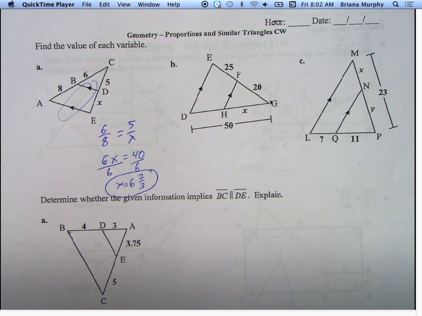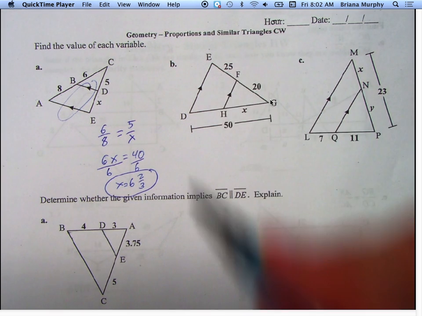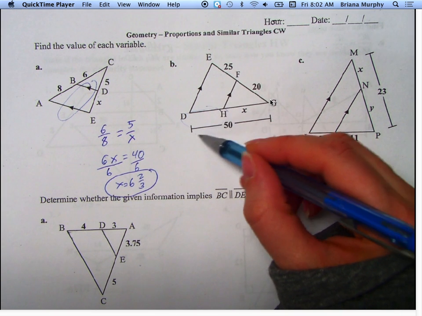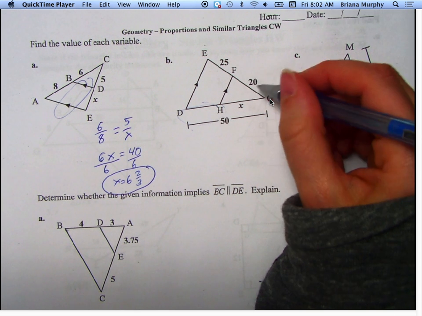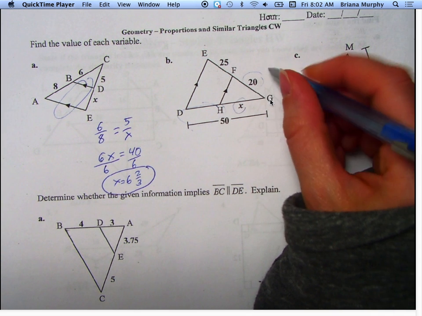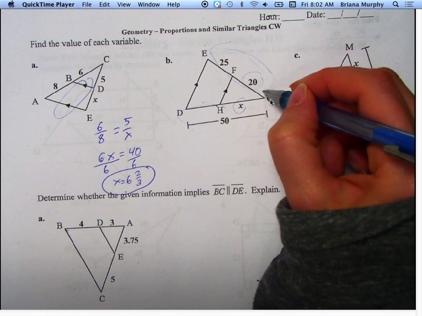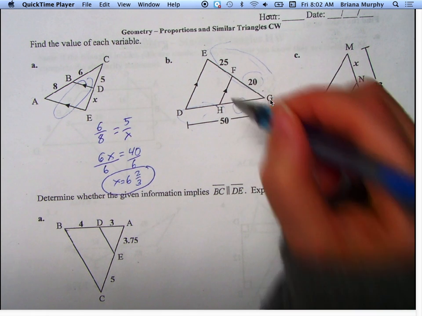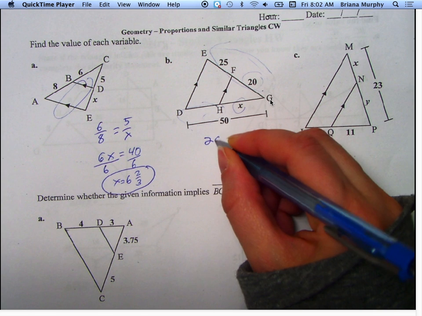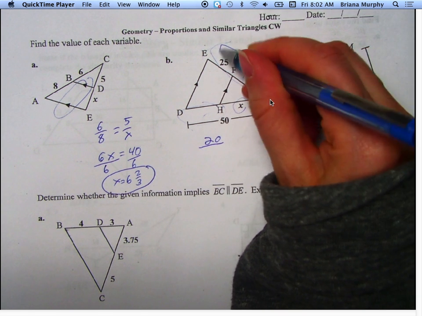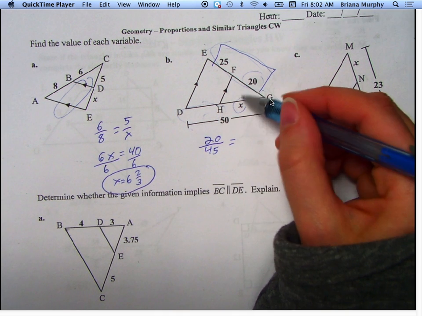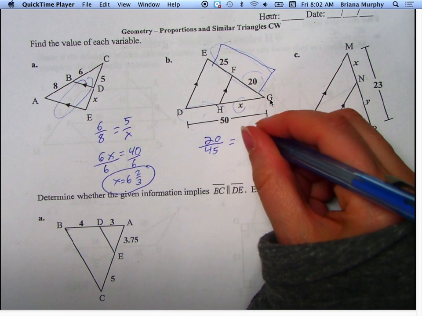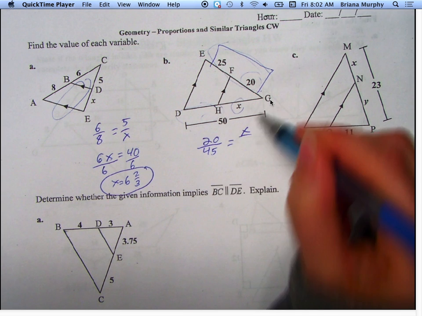Okay? Let's look at B, because B is slightly different. Again, I've got those parallel lines, but I don't have a number here. So, I am going to look at 20 over x equals the whole thing, so I'll have to add 20 and 25 together, over 50. So again, I'm going to take 20 and put it over the whole side. 20 plus 25 gives me 45. Equals x over the whole thing, 50.